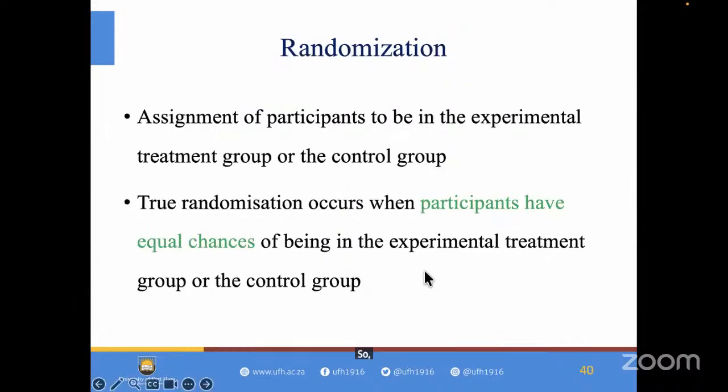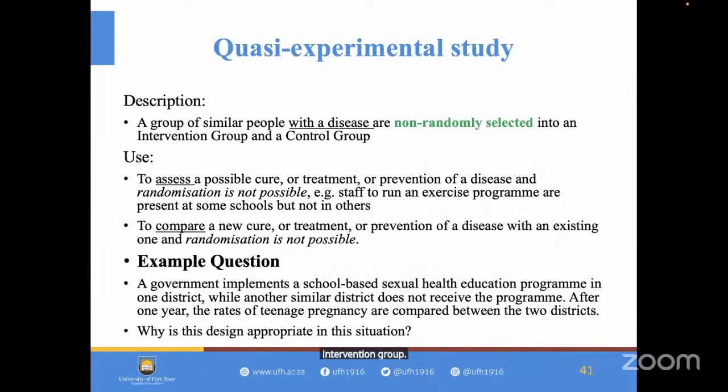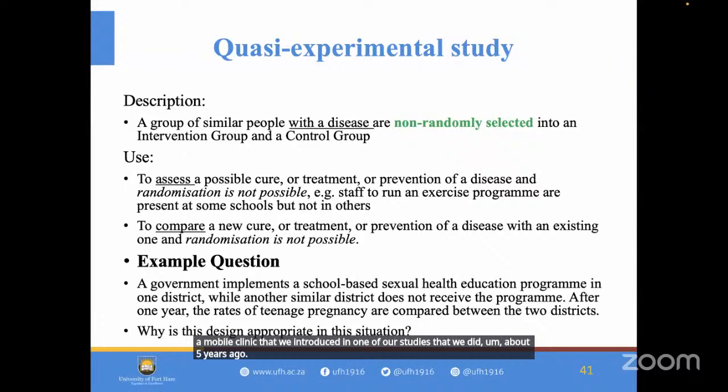So, like I did say, everyone has got an equal chance of being selected into a control group or intervention group. And the last one is quasi-experimental, which is a non-randomized control trial or an intervention design. So a typical example that I give here is a mobile clinic that we introduced in one of our studies that we did about 5 years ago, where we tried to improve child immunization.